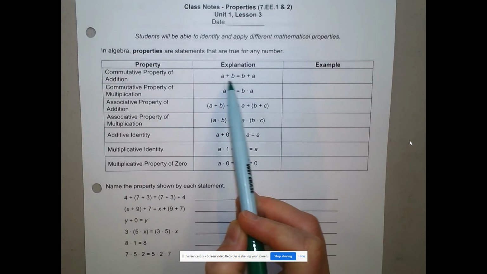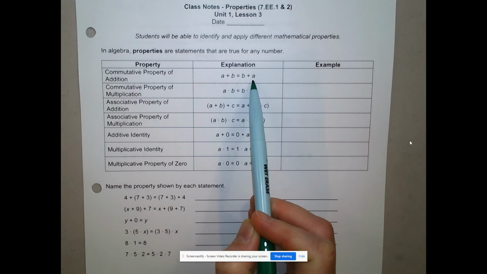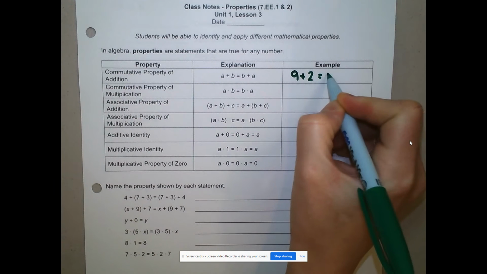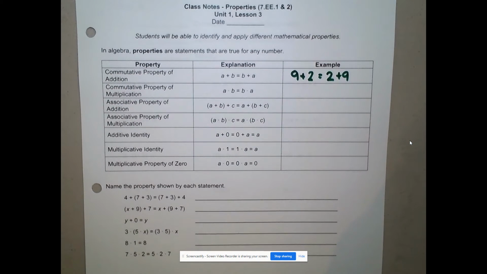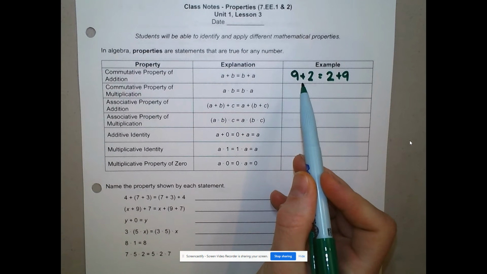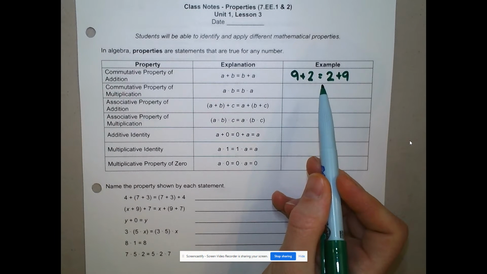And if you look, there's a little example here that says, if I want to do a plus b, it's equal to doing b plus a. So an example would be, if I wanted to do 9 plus 2, that would be equal to doing 2 plus 9. It's all about the order of the numbers. And when it's addition, you can swap the order of the numbers and you still get the same answer.